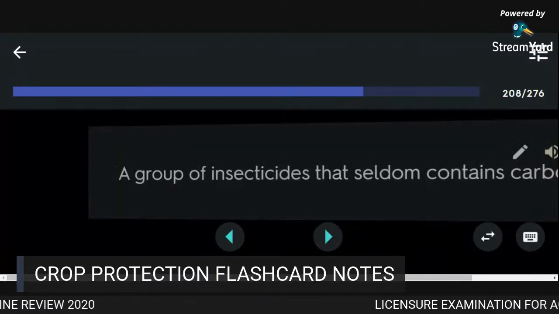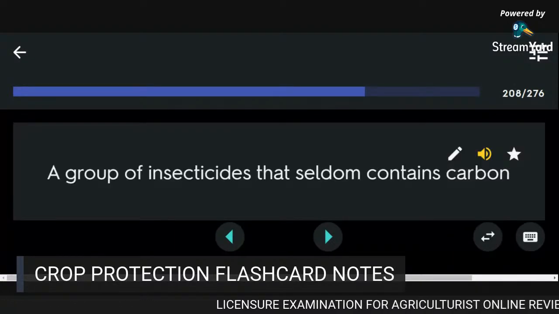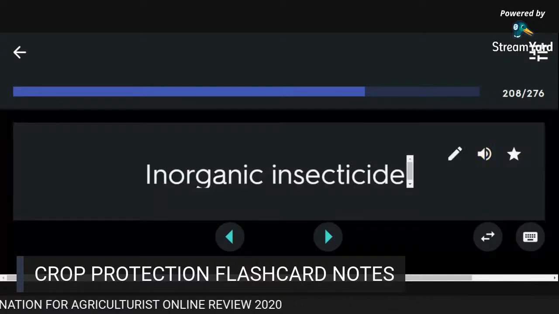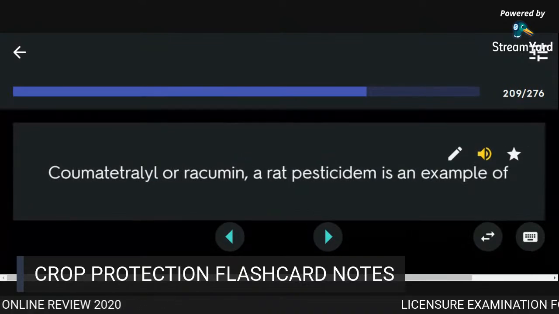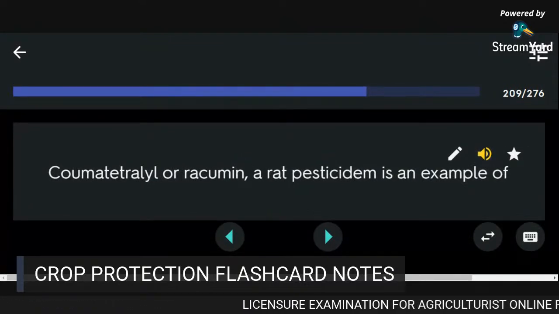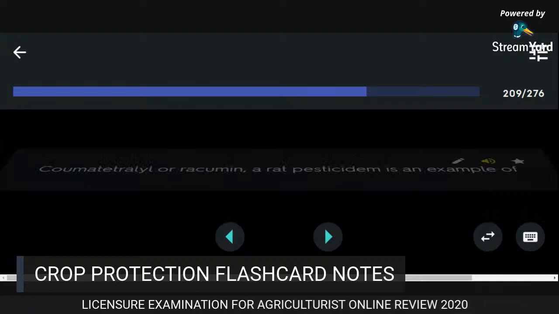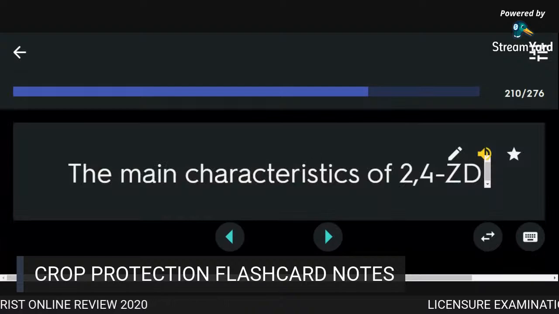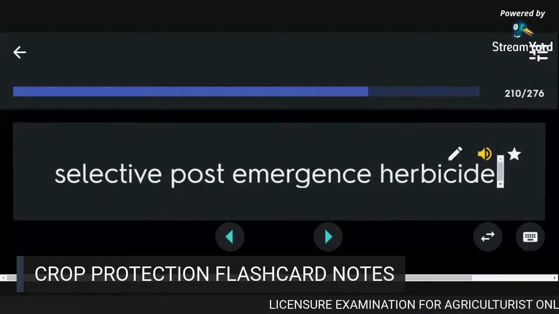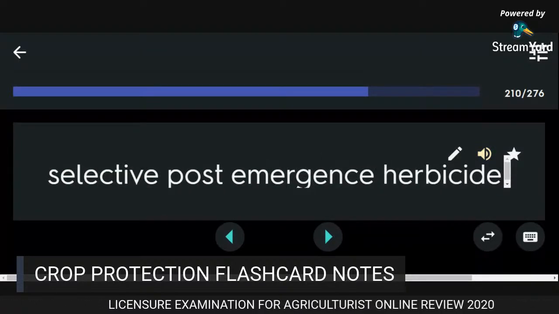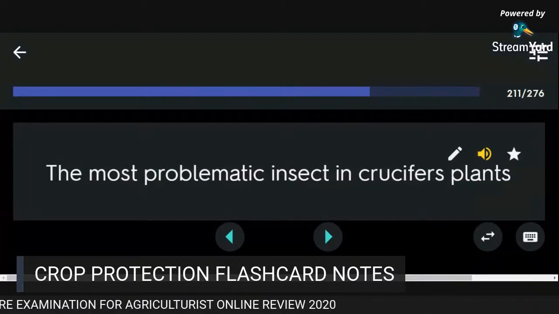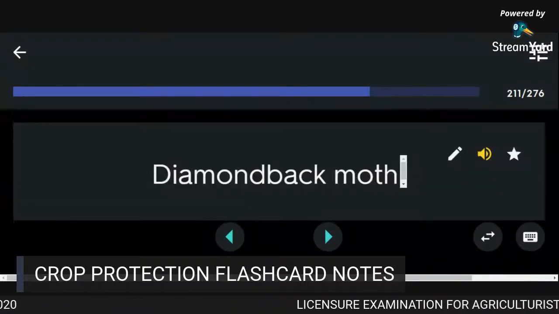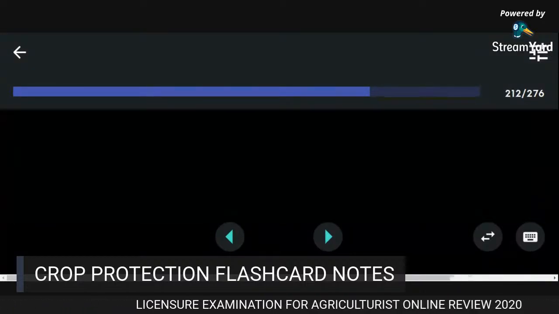A group of insecticides that seldom contains carbon. Inorganic insecticide. Coumatetralyl or Racumin, a rat pesticide, is an example of anticoagulants. The main characteristics of 2,4-D. Selective post-emergence herbicide. The most problematic insect in cruciferous plants. Diamondback moth.